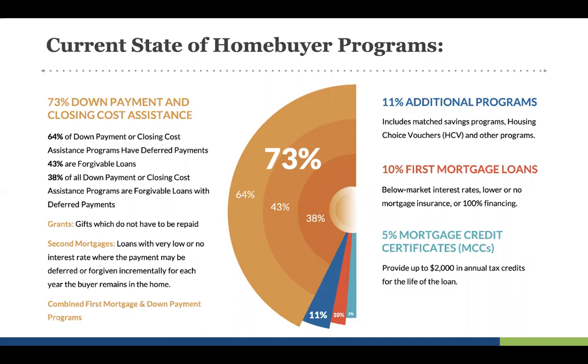64% have deferred payments, meaning you don't have a monthly payment on the DPA loan for some period of time. 43% are forgivable, either in part or in full, essentially becoming a grant over time. And 38% are both deferred and forgivable. And then there are still other DPAs that are true grants at closing or are repayable monthly after closing. So we'll break these down further, as well as the affordable first mortgages and tax credits or other mortgage credit certificates in a moment.